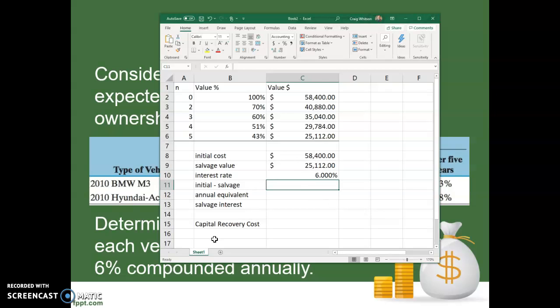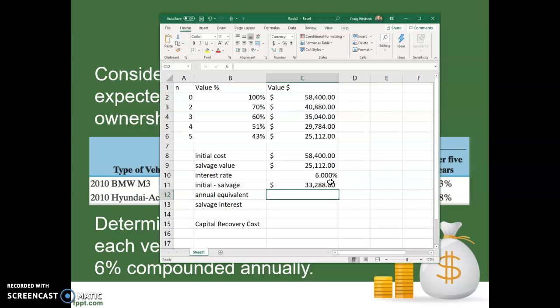Now, in order to determine the annual cost of ownership, first we need to find out what the net cost of the vehicle or equipment was. So that's going to be equal to the initial amount minus what we sell it for. That's the first piece of information we need. Yes, we bought it for $58,400, but at the end of 5 years, we're able to sell it for $25,112. So really, it only cost us $33,288.